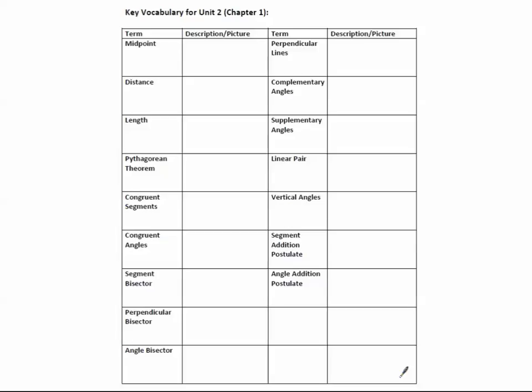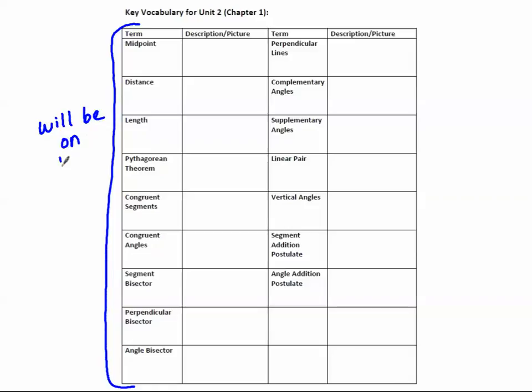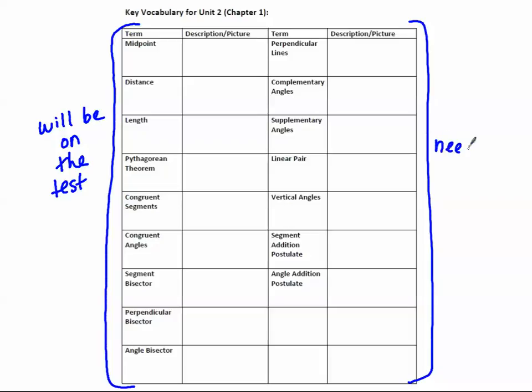Let's review some essential vocabulary for Unit 2. First of all, notice how your chart is organized. On the left side, all of these terms are terms that you will be tested on. These will be on the test, meaning you have to know how to do them, what they mean. The terms that are on the right side of your chart are needed to know, but not specifically for the test. Okay, but you do need to know those.